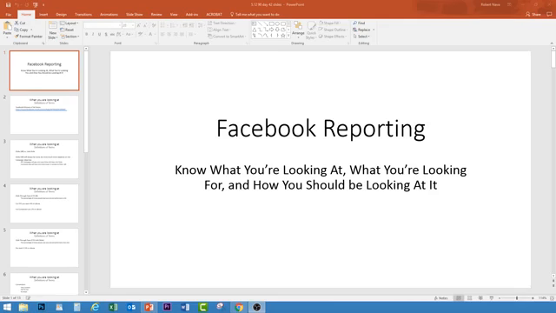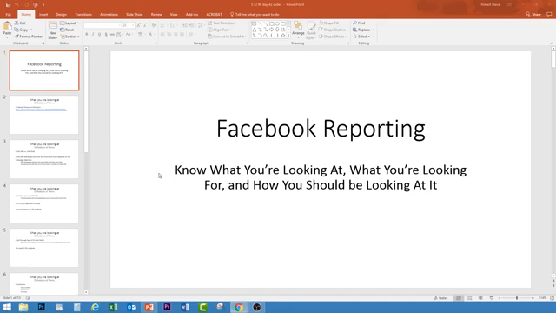It says know what you're looking at, what you're looking for, and how you should be looking at it. That's what we're going to talk about today. We're going to keep it simple. We're not going to talk about what's CPM. We are going to talk about some definitions and terms, but we're not going to get into all the crazy numbers and analytics. This is just how I can use reporting in my e-commerce business, in its simplest form, to help me run my campaigns and make them either successful or more successful.